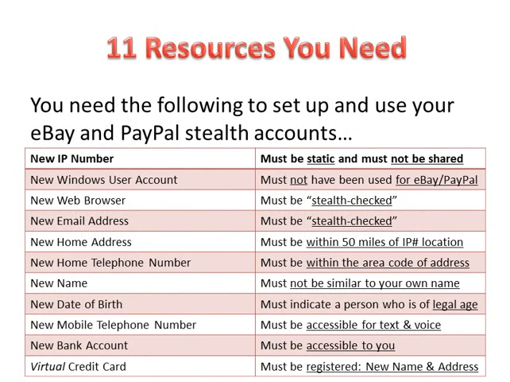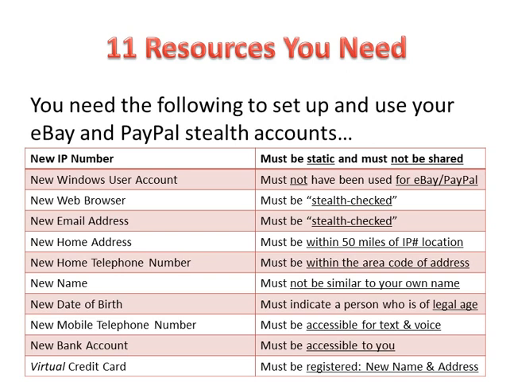11 resources you need. You need the following to set up and use your eBay and PayPal stealth accounts. New IP number. Must be static and must not be shared. New Windows user account. Must not have been used for eBay or PayPal. New web browser. Must be stealth checked. New email address. Must be stealth checked.